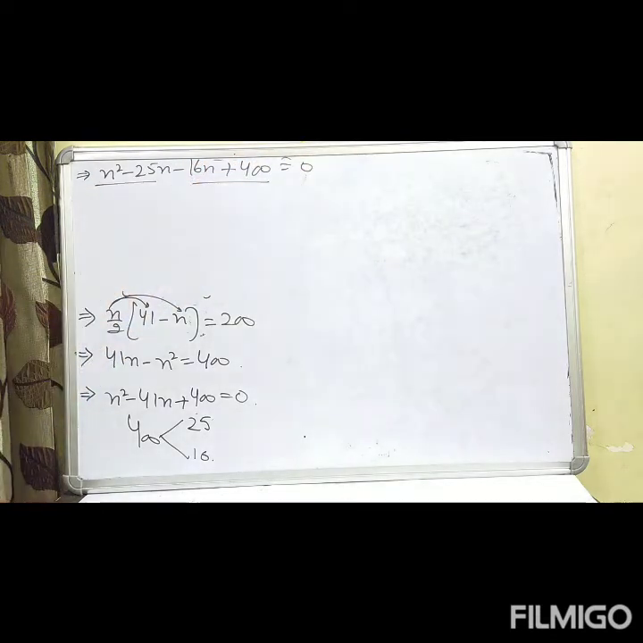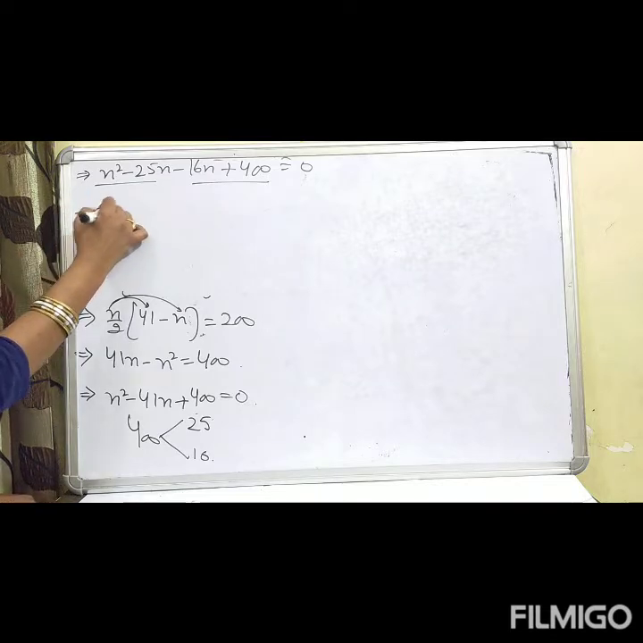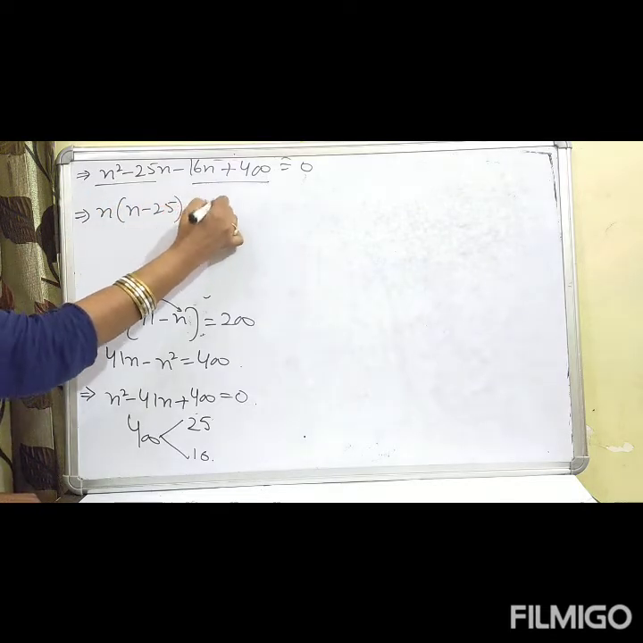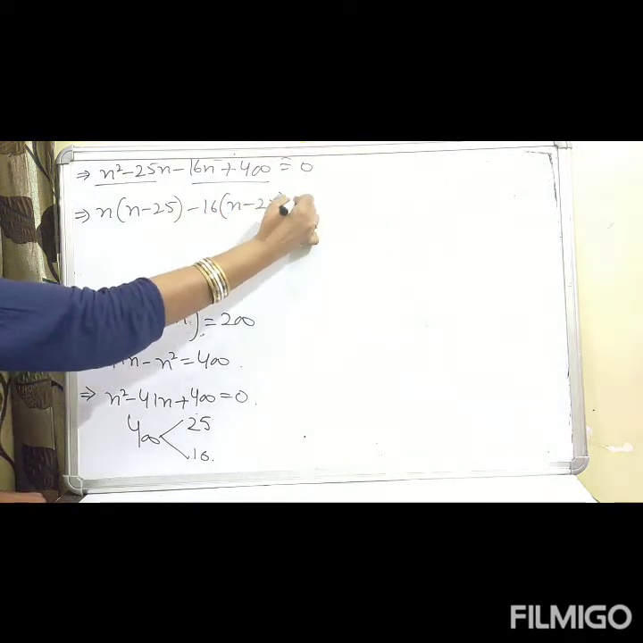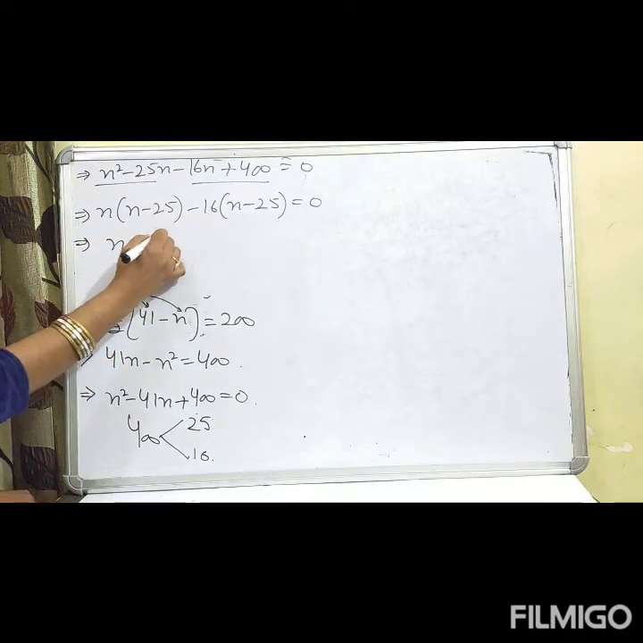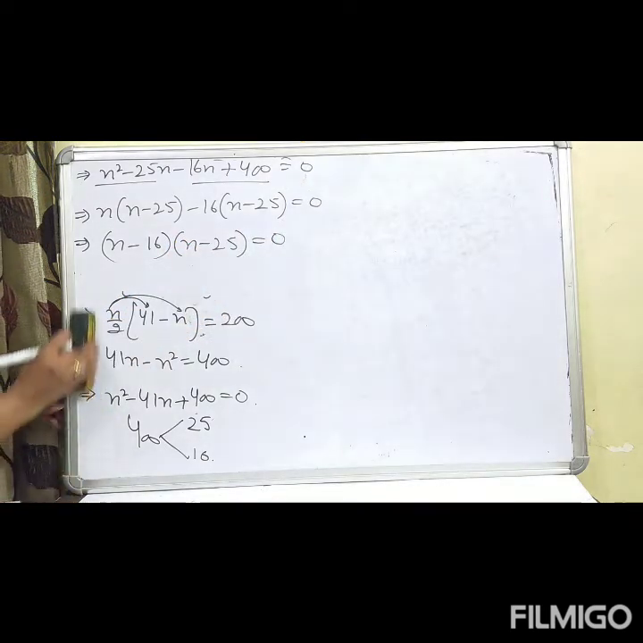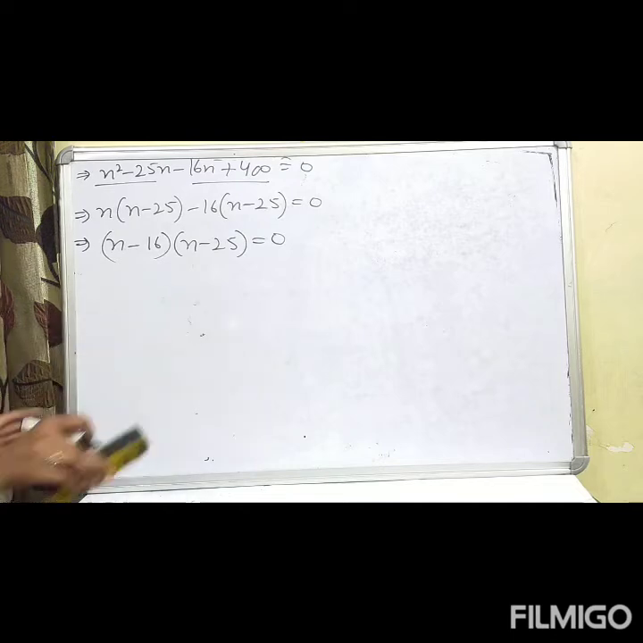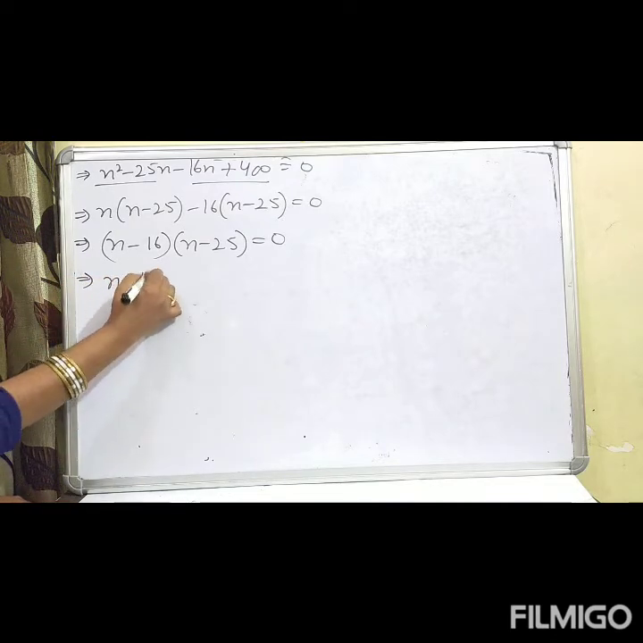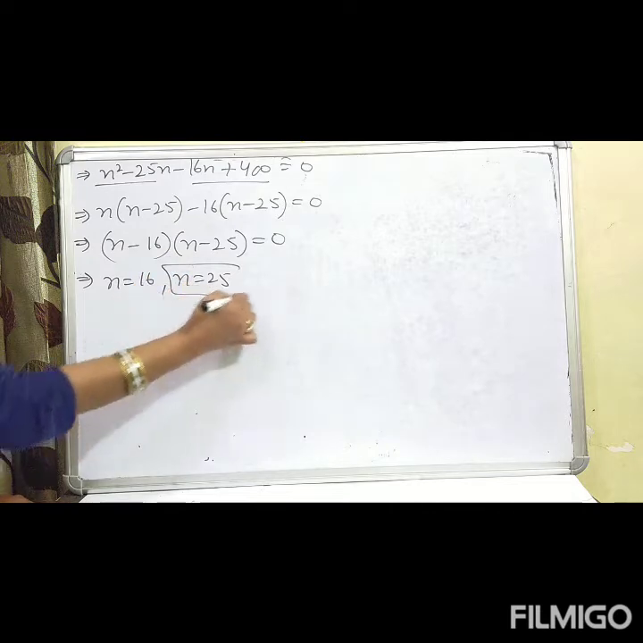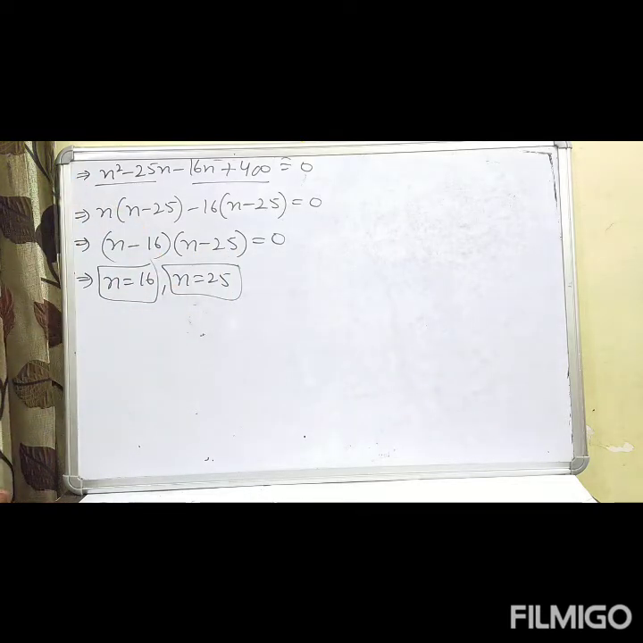Take common from the first two and last two terms. What do I get? n minus 25, and minus 16 is common again. n minus 25 is 0. And from here we get two factors, n minus 16 and n minus 25, equal to 0. From here you can get the two values of n, isn't it? Yes, of course. That is 16 and 25. You cannot reject n equal to 16 or n equal to 25 so easily. On which basis will you reject the value n equal to 25 or n equal to 16? It can be possible that n can be 16 and n can be 25.